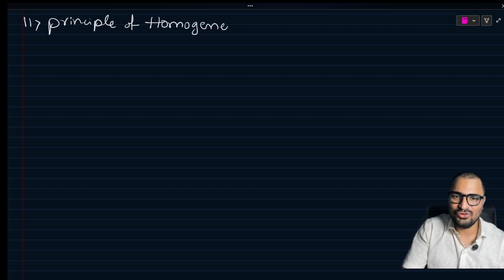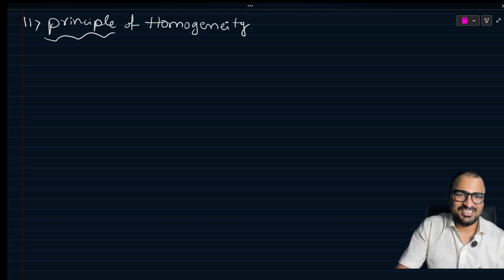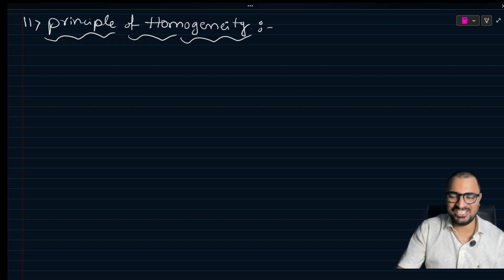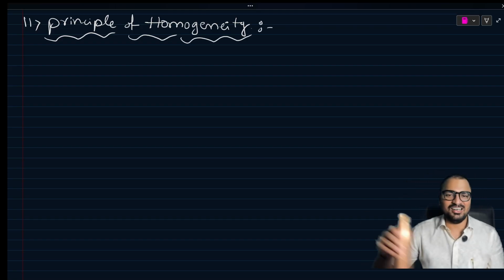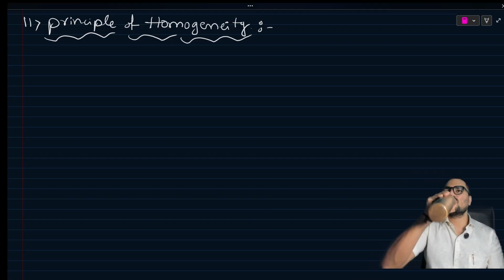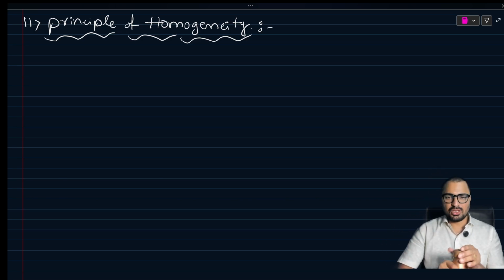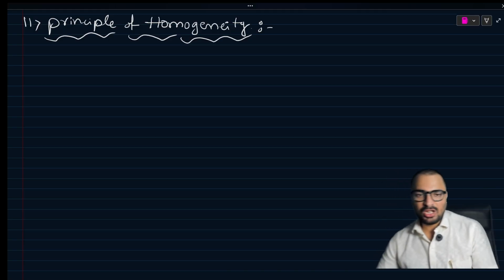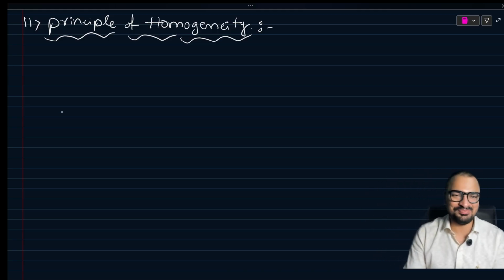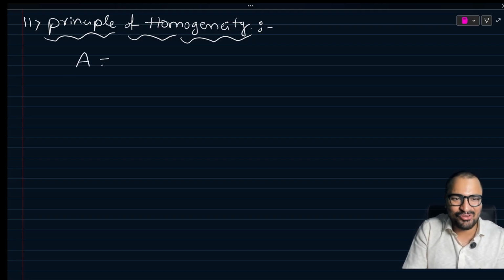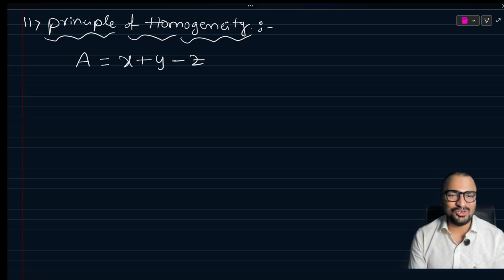Principle of homogeneity, because in the principle of homogeneity only we can correct the equation also, right? Principle of homogeneity, what is that? Very simple. For example, I have a function A is equal to x plus y minus z. It's an equation. In this equation, you can see there is subtraction as well as addition.